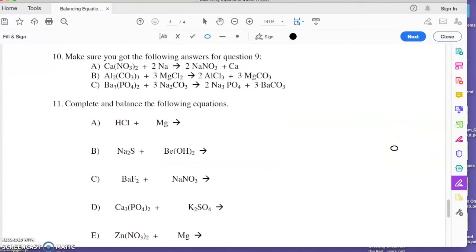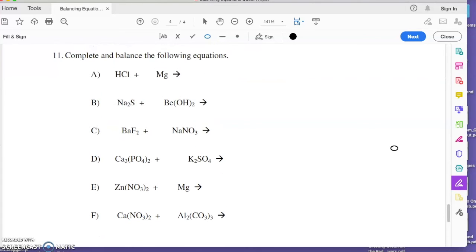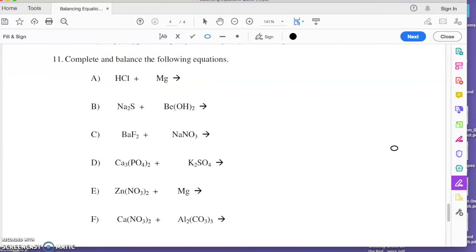And then there's your check. But again, you can see the work I did. And then number 11 is for what you to do for the assignment. Complete and balance the following equations. At the end of this video, I will have a link to the correct answers so that you can check yourself. You can also check yourself in class. But either have me check it or check it off the doc. Thank you.